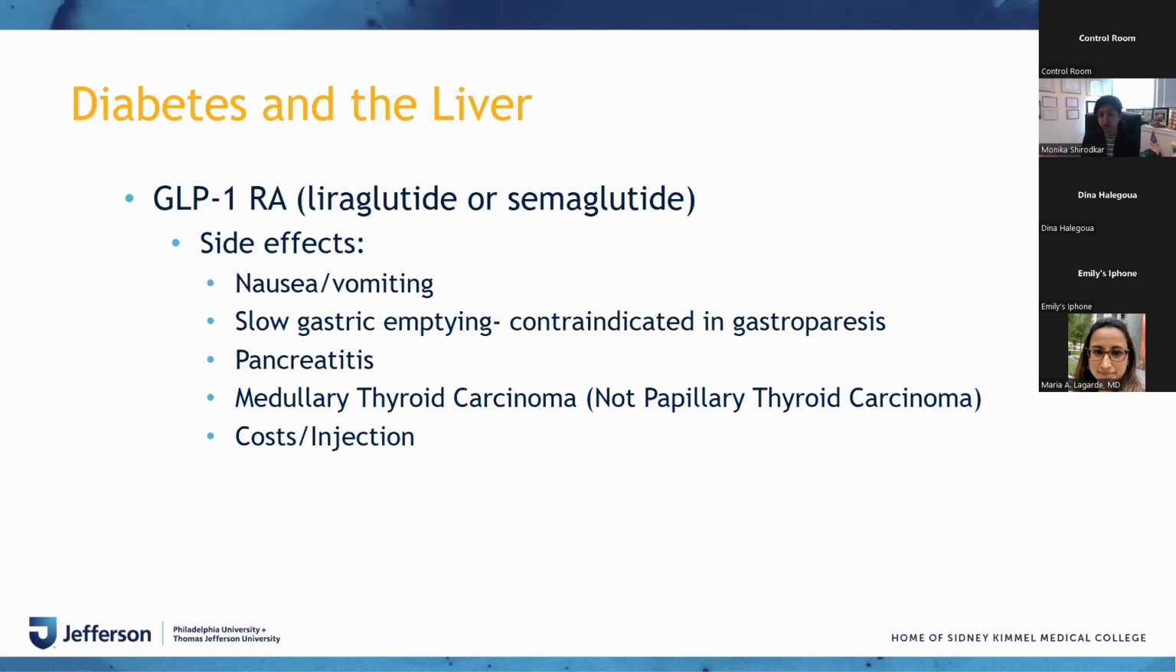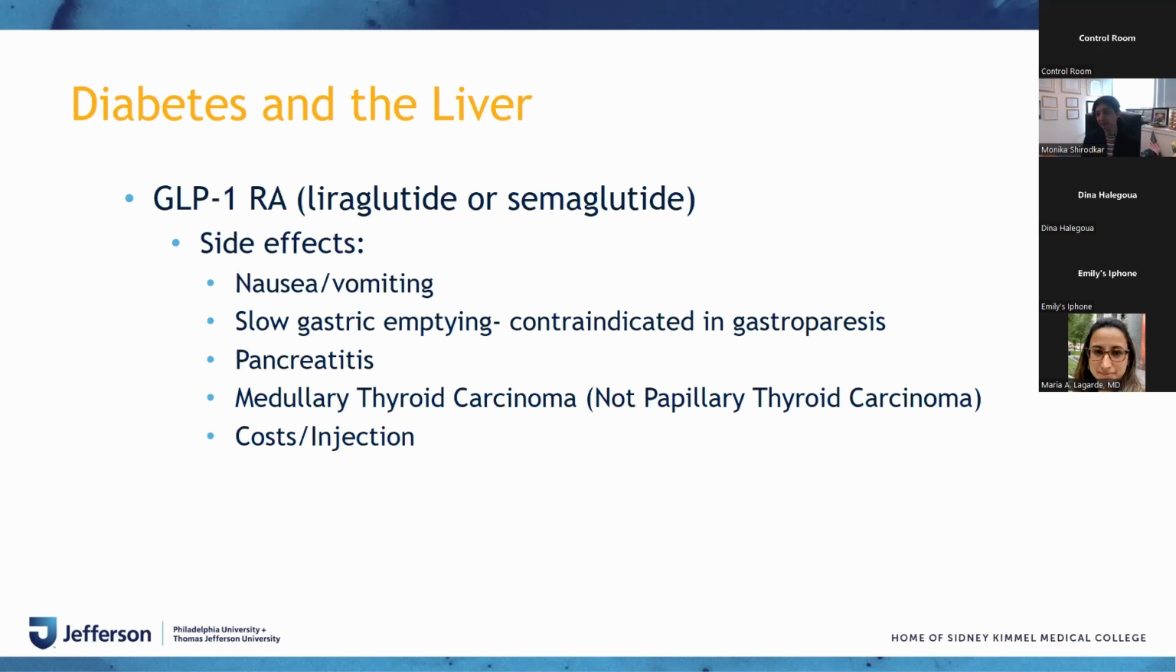It does slow your gastric emptying, makes you feel fuller, so you end up eating less, which is a benefit for weight loss, obviously. But if you have severe diabetic gastroparesis, then this is not the agent for you. Pancreatitis is a very rare risk of these medications, but it is something we tell all of our patients about. So if you have severe left upper quadrant pain, you need to stop the medication right away and let us know.